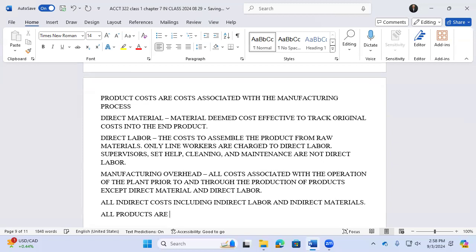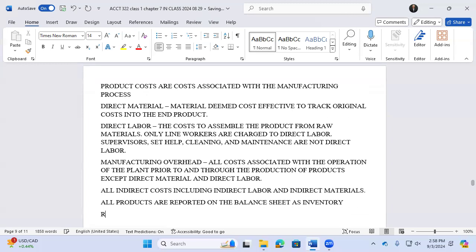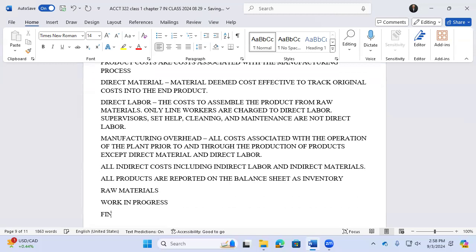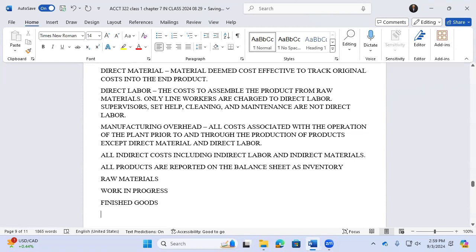All product costs are reported on the balance sheet as inventory, and remember, raw materials, work in process, and finished goods. And the costs are expensed when the inventory is sold. We're reporting cost of goods sold.